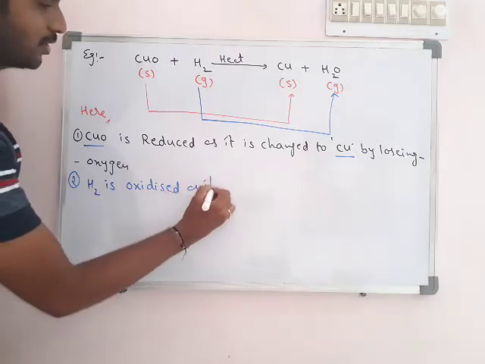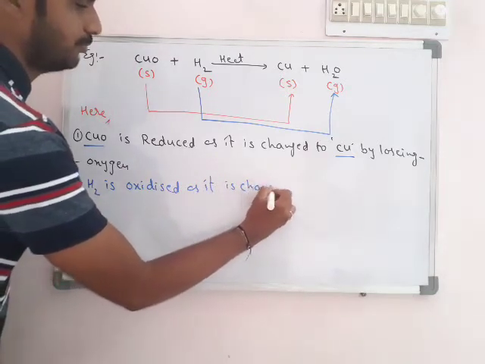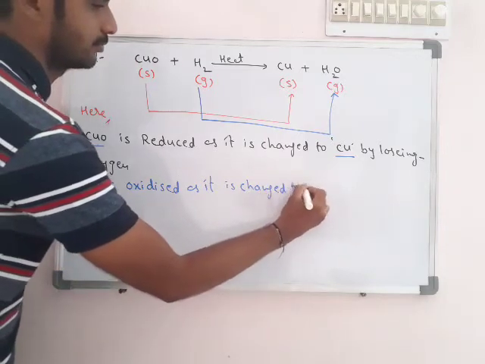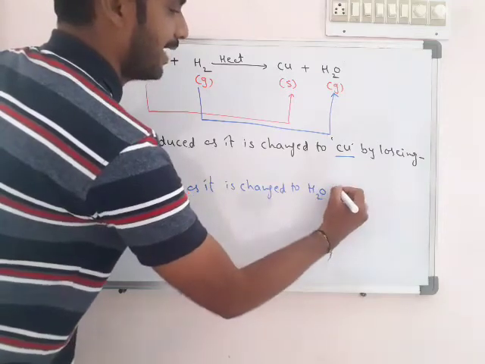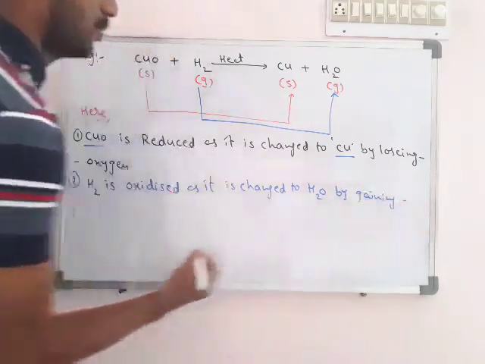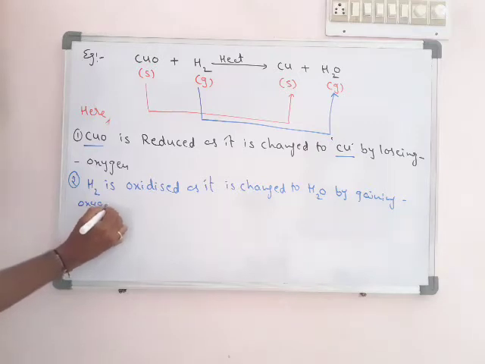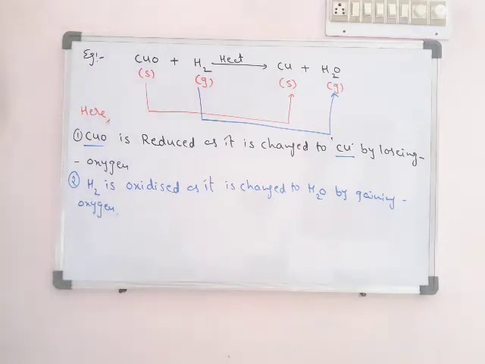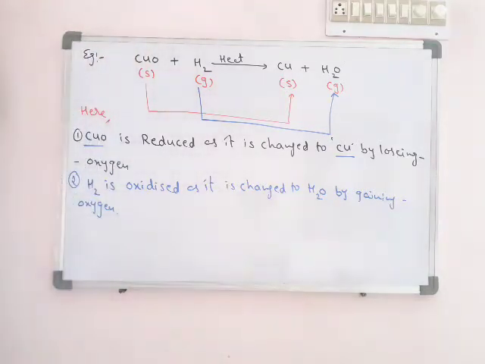As to why it is called oxidized: it is changed to H2O by gaining of oxygen. Okay, so by gaining oxygen. Next important thing: which is the oxidant, and which is the reductant. Next, the helping agents, the helping reasons.